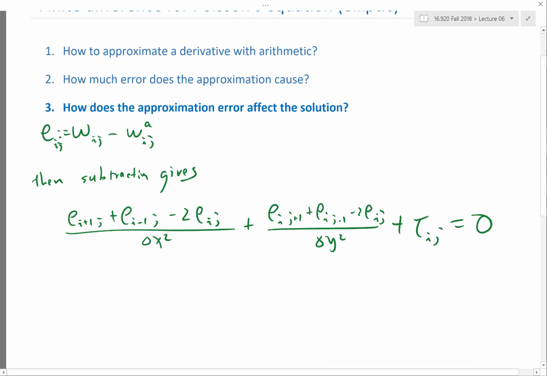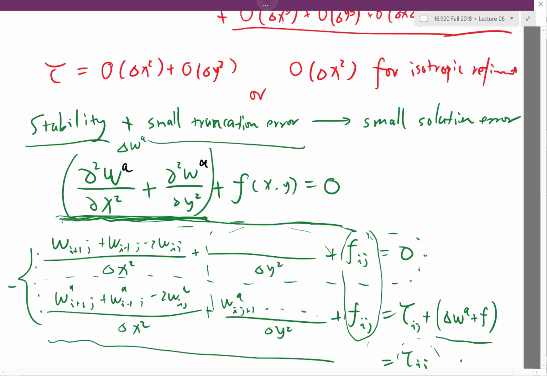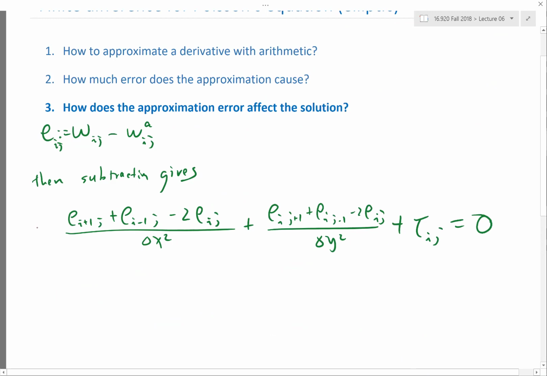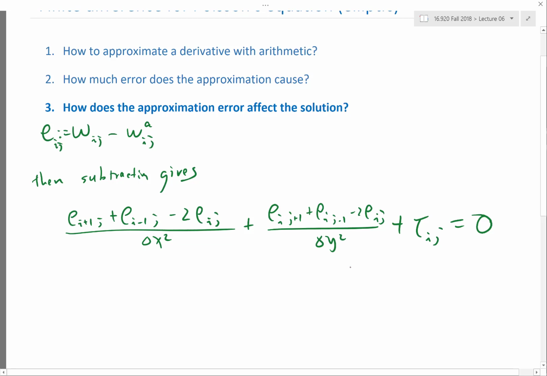Okay, so we see that we have almost exactly the same equation as the original numerical scheme, right? Just to look at how similar the error equation is with the numerical solution. I'm just replacing the numerical solution w with the solution error E, and then I'm replacing the known function right-hand side f ij with the truncation error, right? Same equation. Just the solution is replaced by the error. The f is replaced by tau.